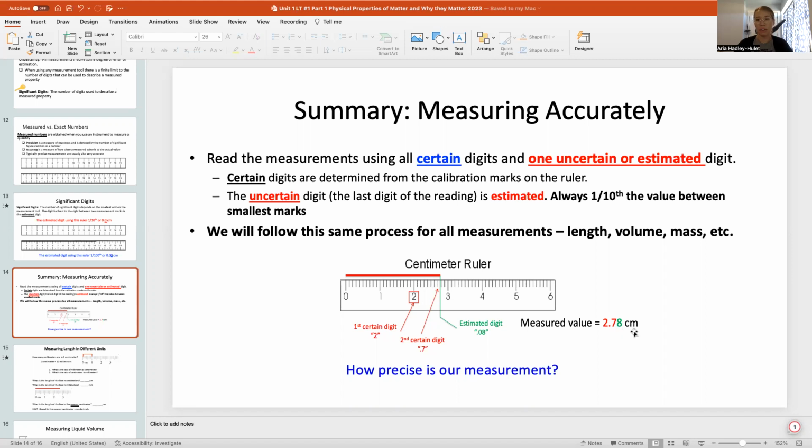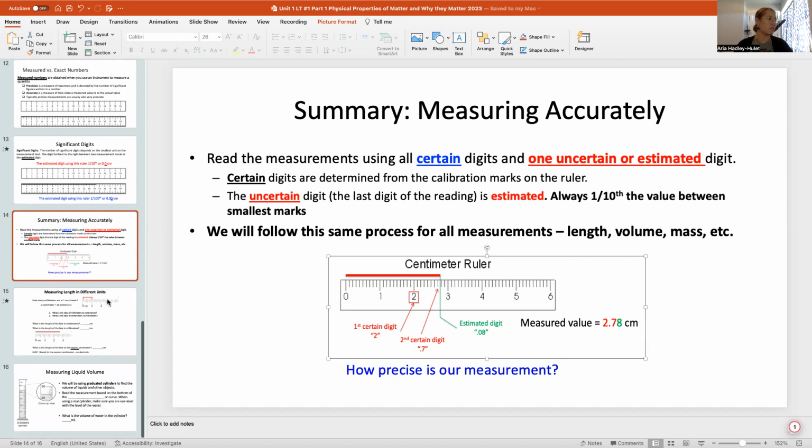2.78 centimeters. The 2.7 is certain because there's actually lines on this ruler that represent 2.7, and the estimated value is the 0.08 because I don't actually have a line on this ruler for 2.78. I only have a line on that ruler for 2.7. And so there's one estimation there.